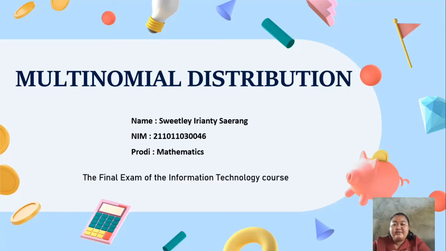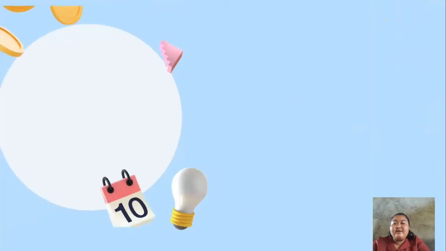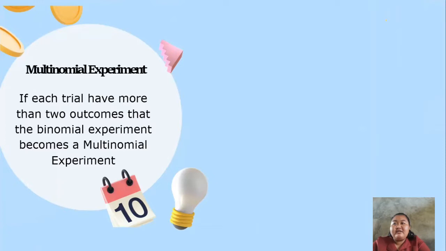Program Study Mathematics, the final exam of the Information Technology course. Here I will explain about multinomial distribution. Multinomial experiment: if the trial has more than two outcomes, the binomial experiment becomes a multinomial experiment.